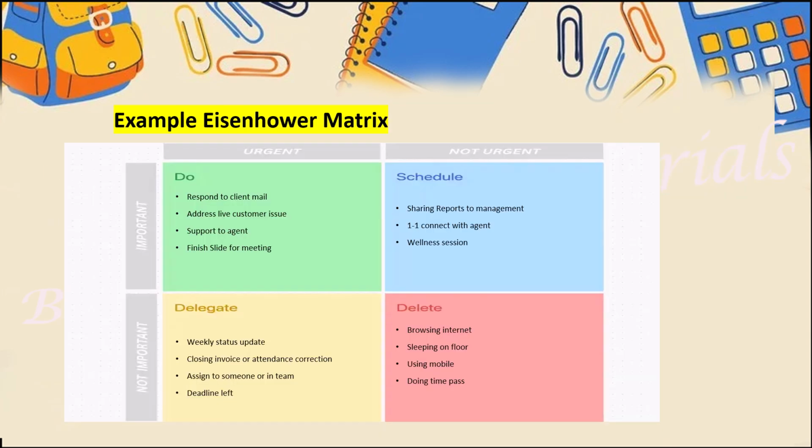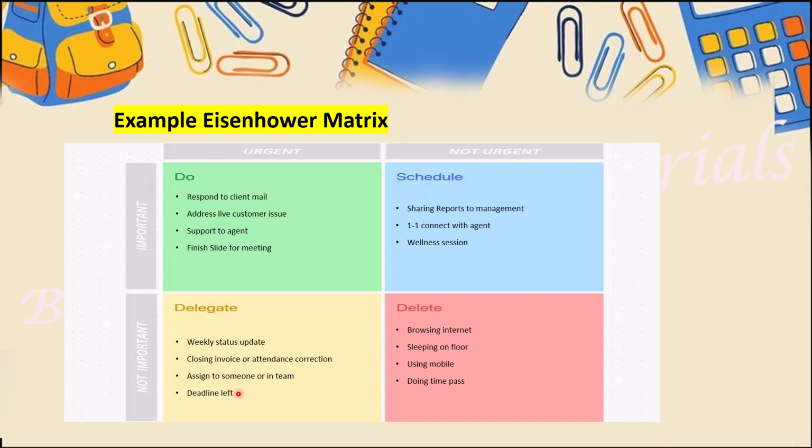Last one, this is a general example of the call center. You can see here an example of the Eisenhower matrix. We can see here, do: respond to the client email, address live customer issues, support your agents, because it's a must and you cannot deny that. Finish the slide for the meeting. Suppose you have a meeting in the next 20 minutes, you have to finish that, so we can keep it here.